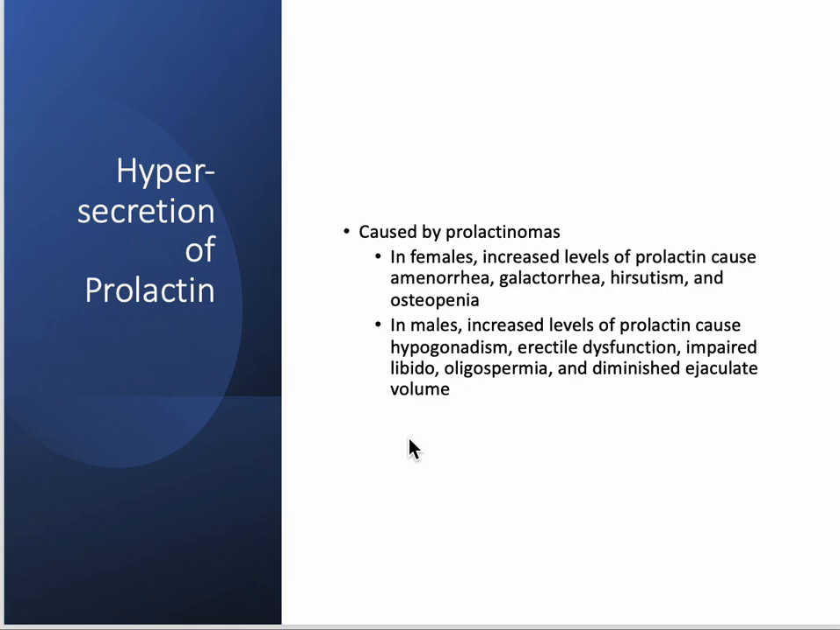In men, increased levels of prolactin basically counteract testosterone. So we see hypogonadism, we see ED, impaired libido, low sperm counts, and diminished ejaculate volume. All right, that's going to be it on this recording. And in the next one, we're going to talk about thyroid problems.